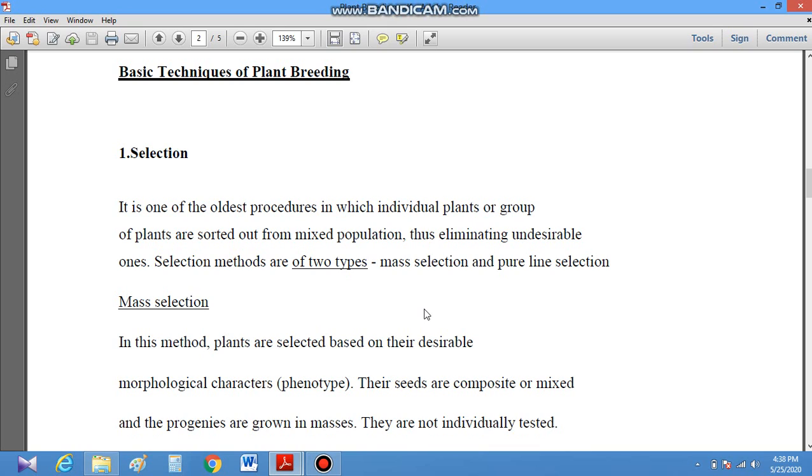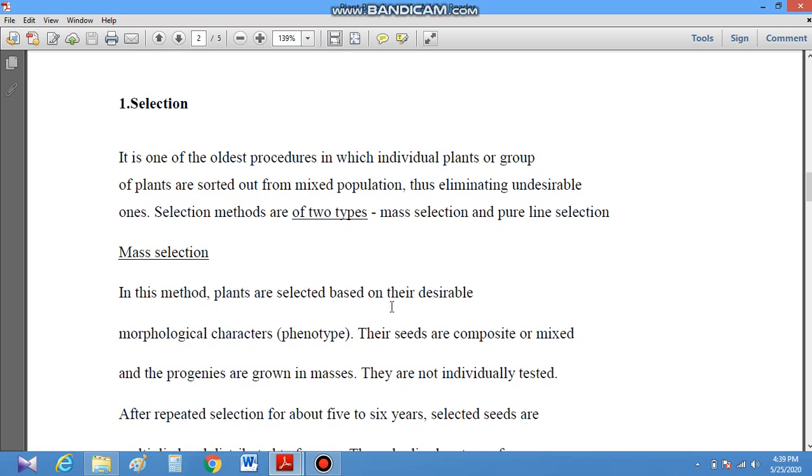The end product of the selection process is called a selection. It is of two types: natural selection and artificial selection. Natural selection is the selection that operates in nature without human interference. In artificial selection, the selection is made by humans. It favors those characteristics of the plants that are related to yield and quality. It has many types: mass selection and pure line selection.